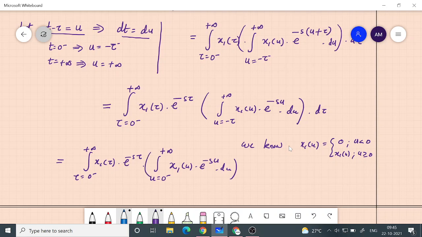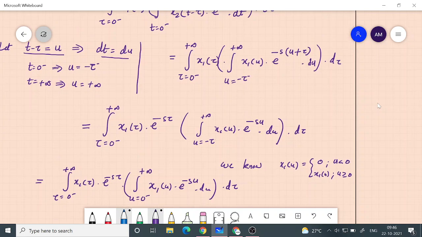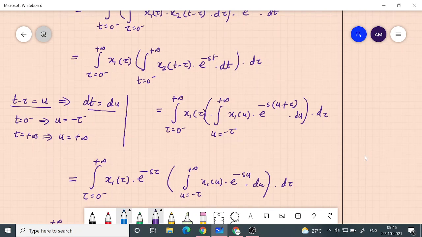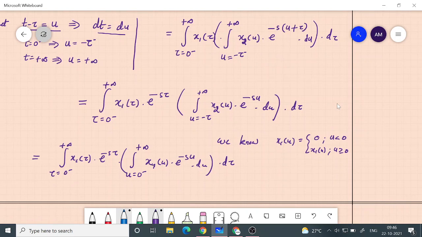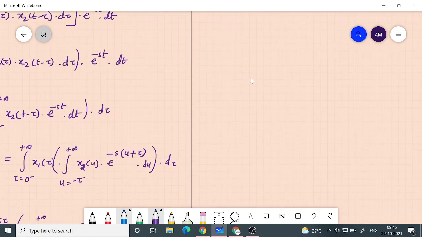Now this one is nothing but the unilateral Laplace transform of x1 of u, and we have called it x1 of s, and therefore we can write it as, so x1 of s I can take it outside. I think somewhere I have made a mistake, so this should be x2. Okay, this is x2, here also x2. So x2 is what we are talking about, and x1 is here.